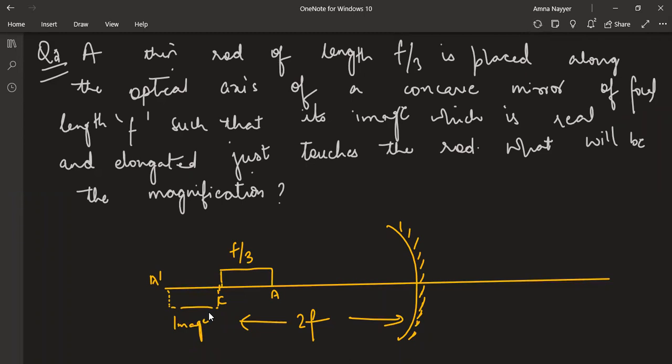So for the end A of the rod, this end, let's say this is point P, we have to find PA. So PA will be how much? See, this entire is 2F. So if you subtract F/3, that will be 5F/3, right? Yes, 5F/3. So this part, the object distance, will be F/3 if you just look at this edge as the reference. Focus is F. Object distance becomes F/3. Let's see where the image distance is formed.